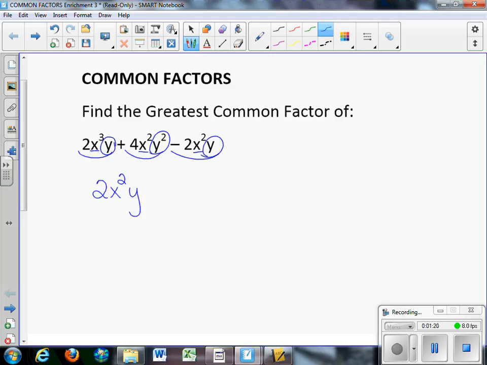Now in this question, they're not asking us to actually factor this expression. They're just asking us to find the greatest common factor. So this would be the greatest common factor for that expression, 2x squared times y.